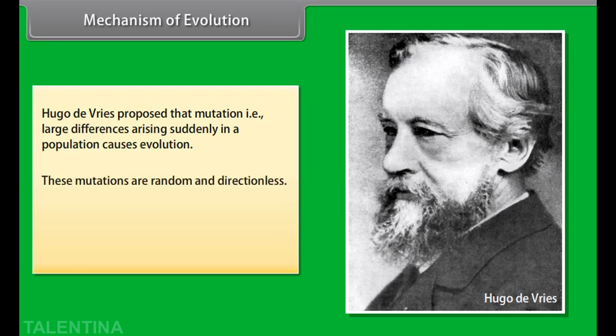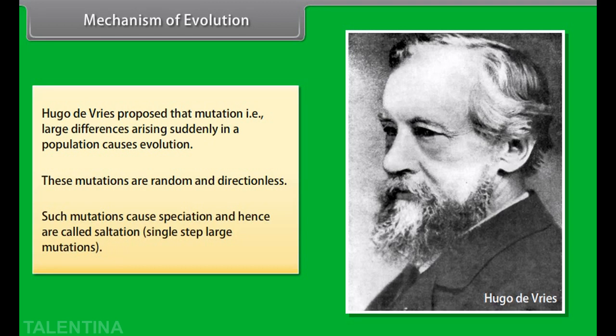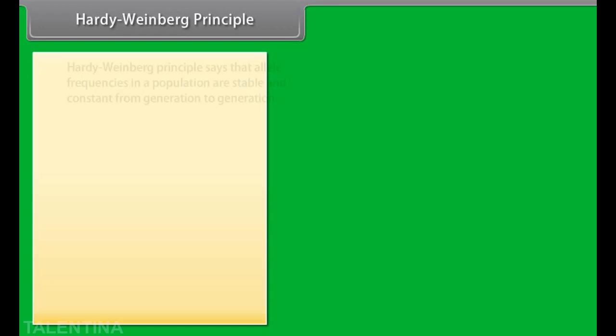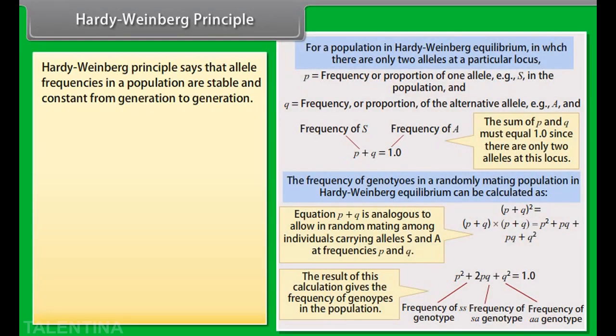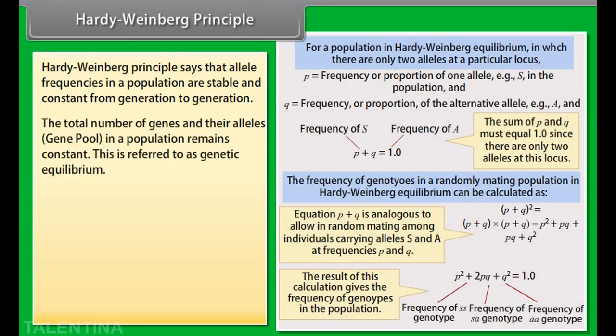evolution. These mutations are random and directionless. Such mutations cause speciation and hence are called saltation, that is, single-step large mutations. Hardy-Weinberg principle. Hardy-Weinberg principle says that the allele frequencies in a population are stable and constant from generation to generation. The total number of genes and their alleles, that is, gene pool, in a population remains constant. This is referred to as genetic equilibrium.